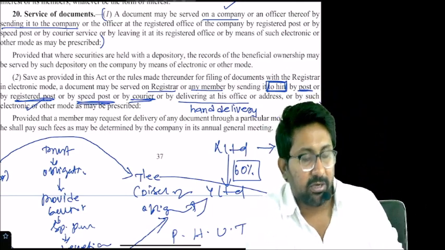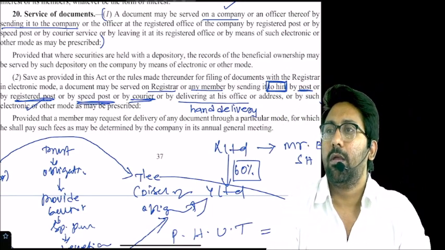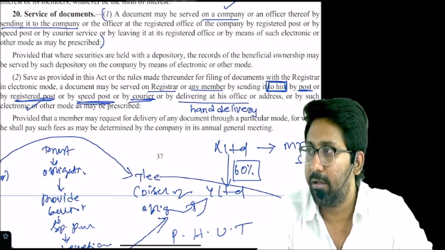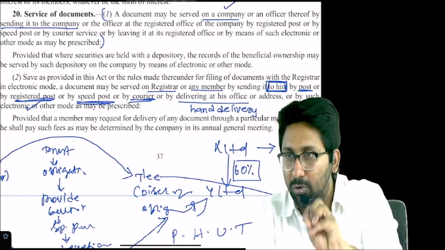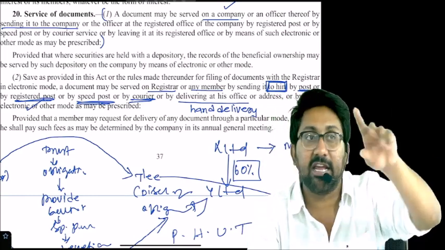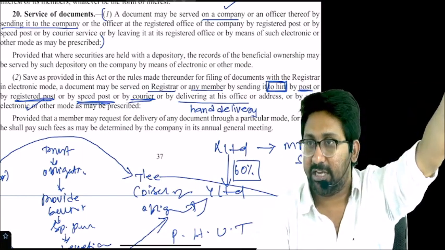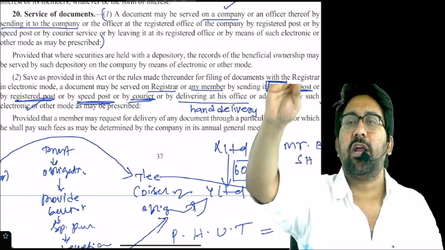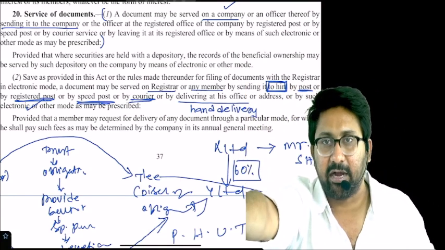Now answer my question. The company wants to communicate with the ROC. How to communicate? First, through the Act you have to go. Save as otherwise provided in this Act. If there is any other mode specified, follow that, or section 22. Follow that procedure. If nothing is said, section 22. Tell me, I want to communicate with the ROC. What are the various modes available? I have to communicate to whom? To him directly. How?